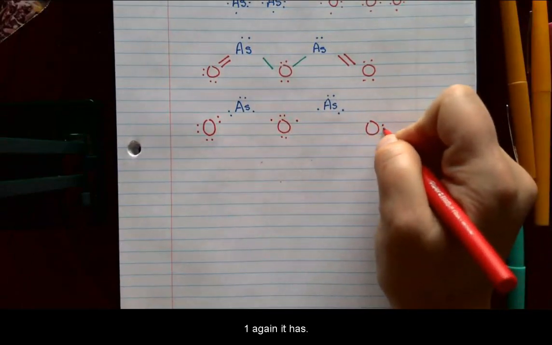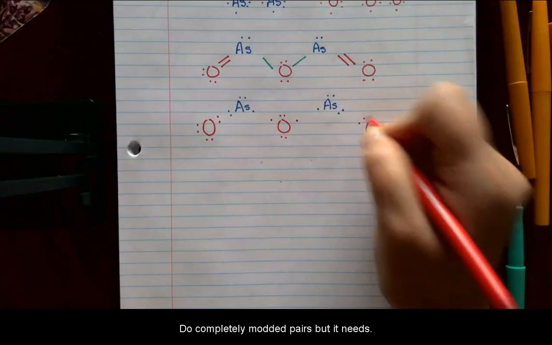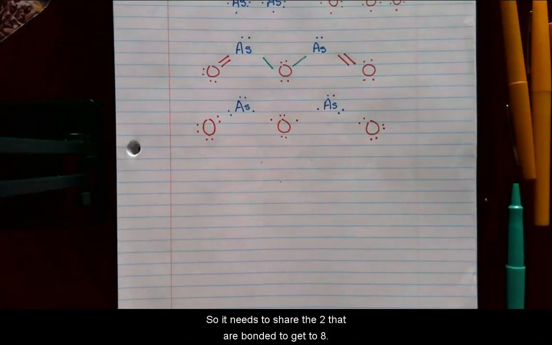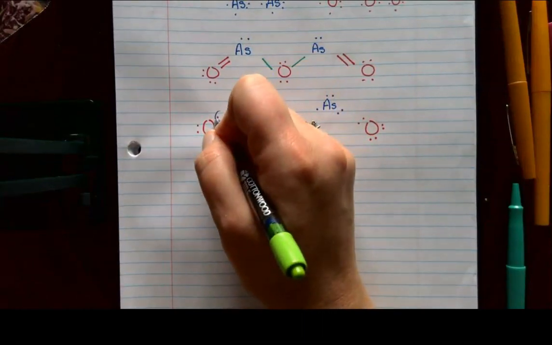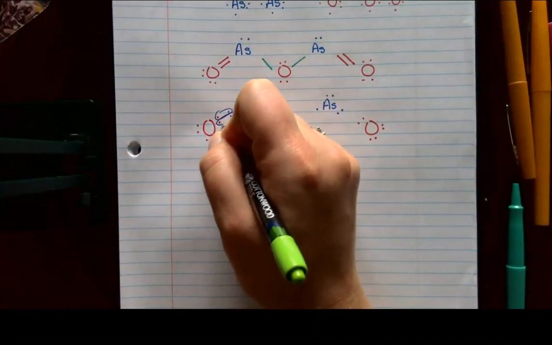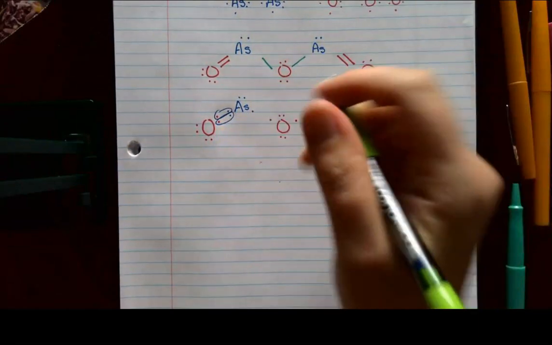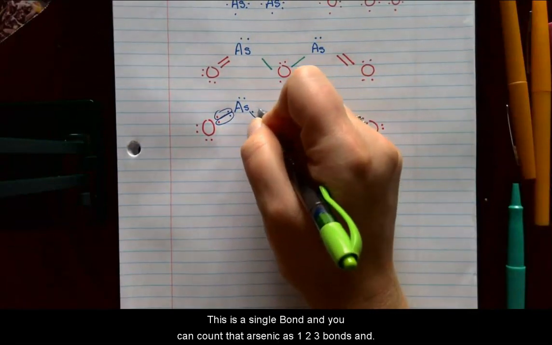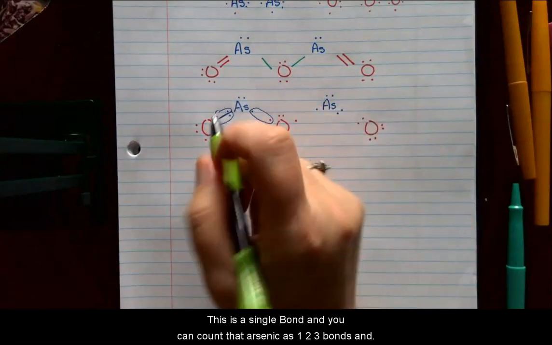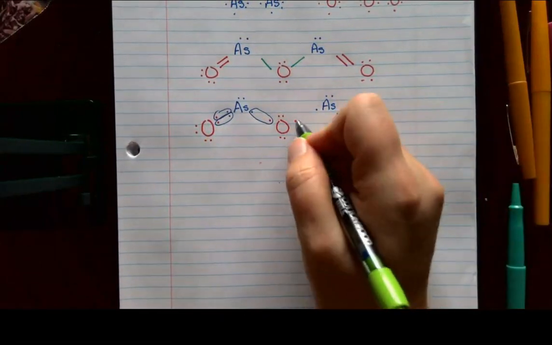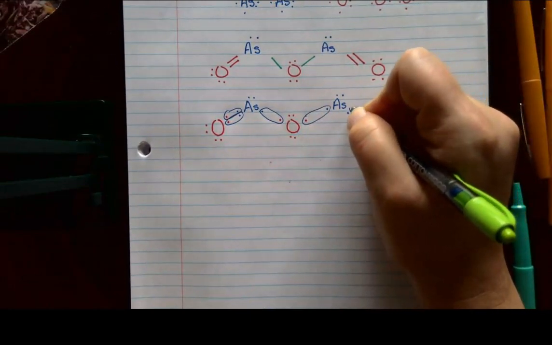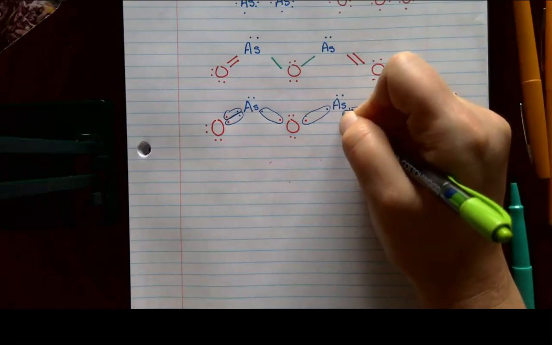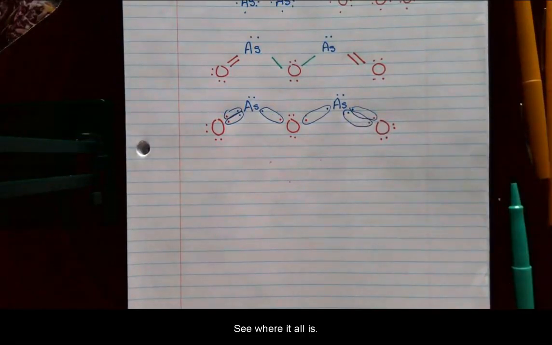This one, again, has 2 completely bonded pairs, but it needs 8. So it needs to share the 2 that aren't bonded to get to 8. So this arsenic shares 2, this oxygen shares 2, and it's going to be your double bond right there because each is sharing 2. This is a single bond, and you can count that arsenic has 1, 2, 3 bonds, and this oxygen has 2, which matches. And you're going to go ahead and keep circling those. And then you can see where it all is.